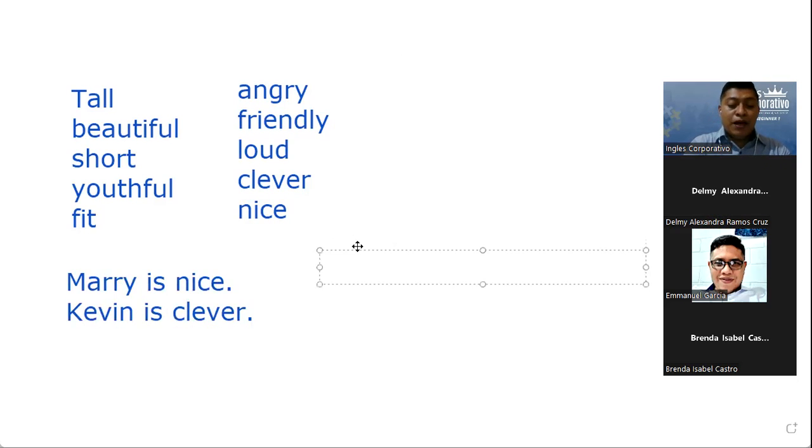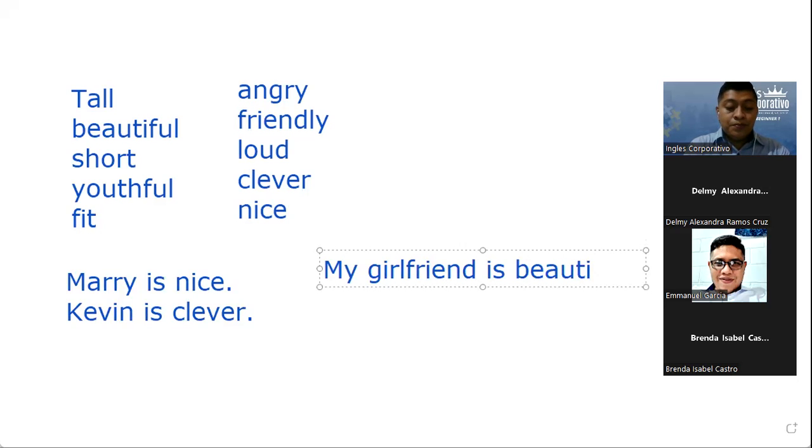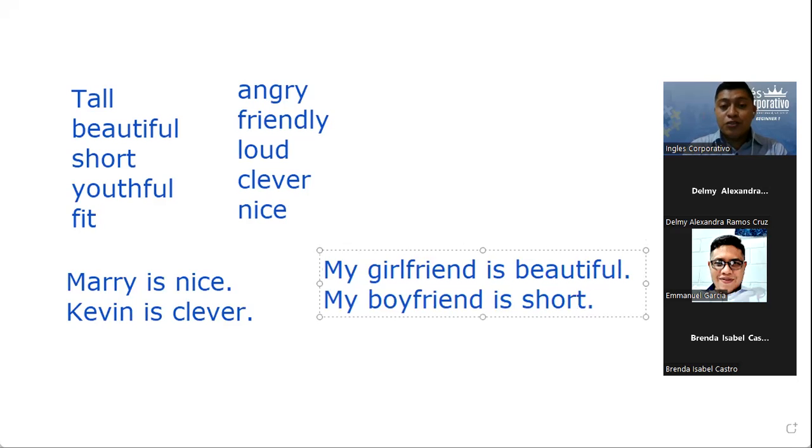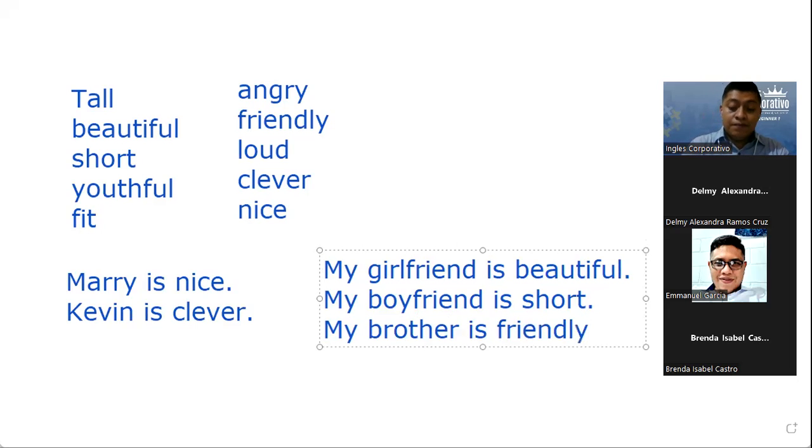And you say, my girlfriend is beautiful. Okay, is it correct? My girlfriend is beautiful. Can you say, my boyfriend is short. My boyfriend is short. You say, my brother is friendly. And in this way, we describe people.